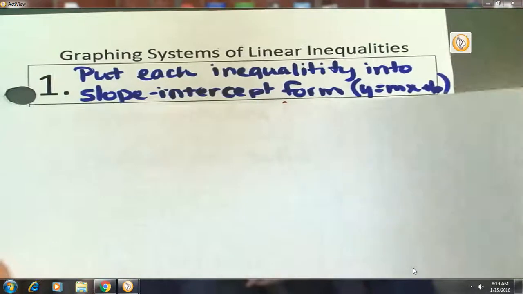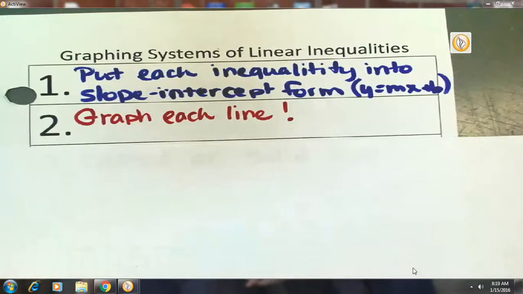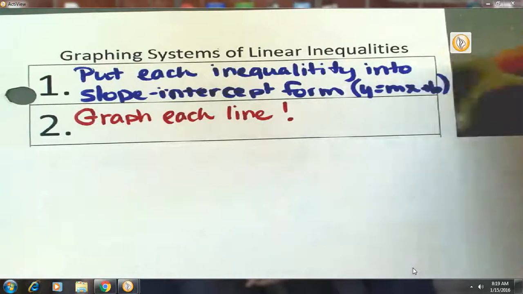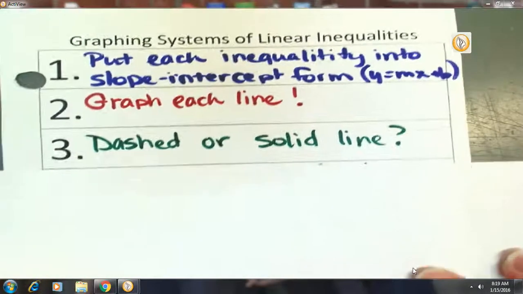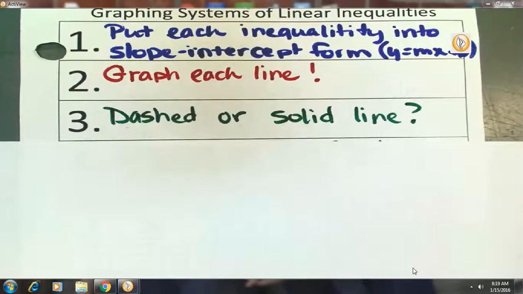Once we've got our inequality in slope-intercept form, we're going to graph it. So in box number 2, write: graph each line. And remember to graph, we always start with our y-intercept. We put a dot on our graph where the y-intercept is, and then we rise and run using our slope. Now this time when we're graphing, we're going to have to take note whether we are using a dashed or a solid line, and we'll talk about when to use what type of line in a second. Hopefully you remember.